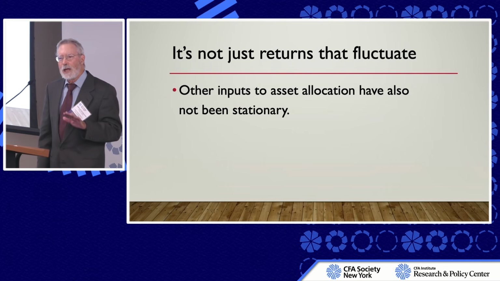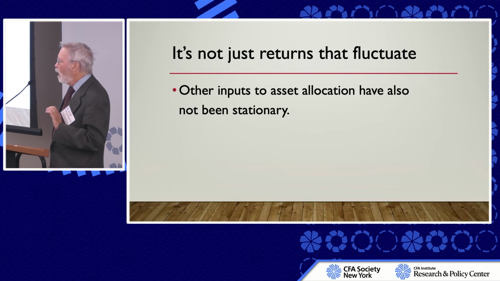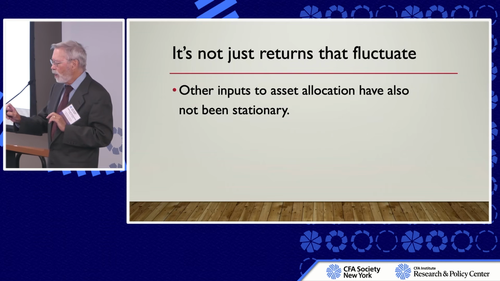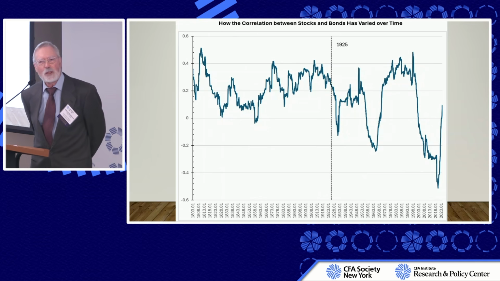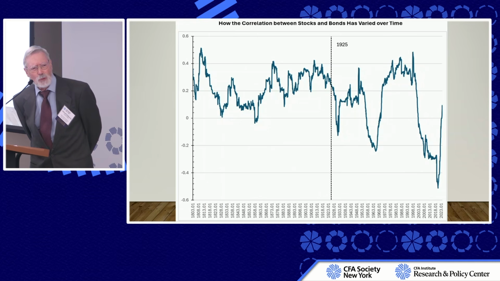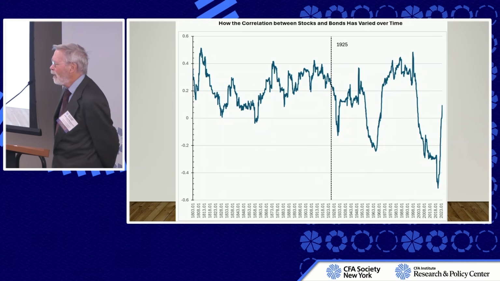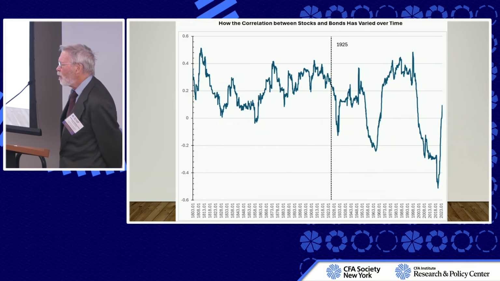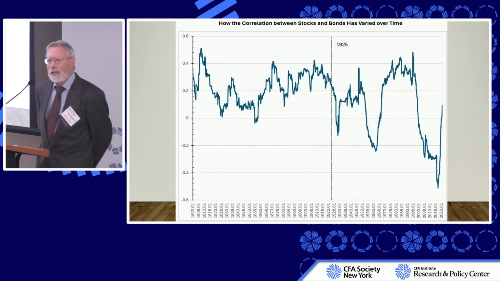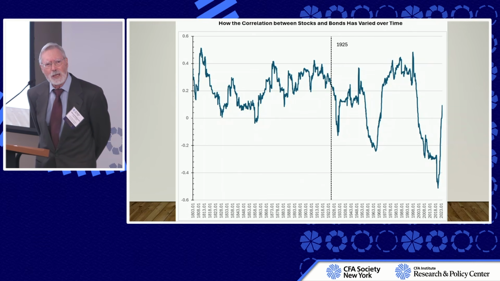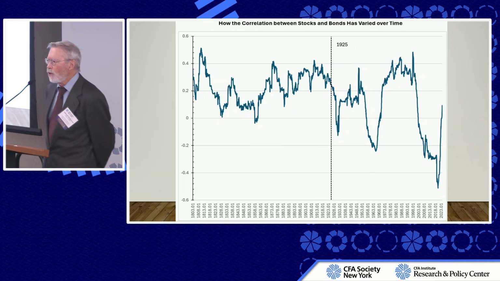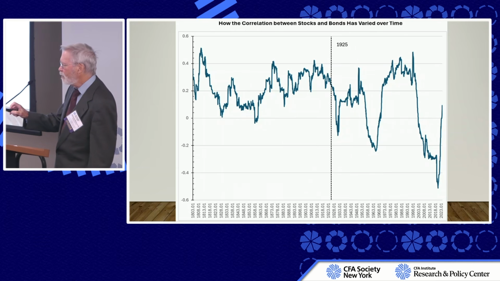Now, it's not just returns that fluctuate. Other inputs to asset allocation have also not been stationary. This is the trailing 120-month correlation, for any of you who maybe have done a Markowitz asset allocation. This is how stable the correlation has been over the centuries. It hovered between 0.2 and 0.4. Then all of a sudden in the 20th century, it plunged. Then it plunged further, down to about minus 0.5, reverting very quickly in all cases. Not very stable.